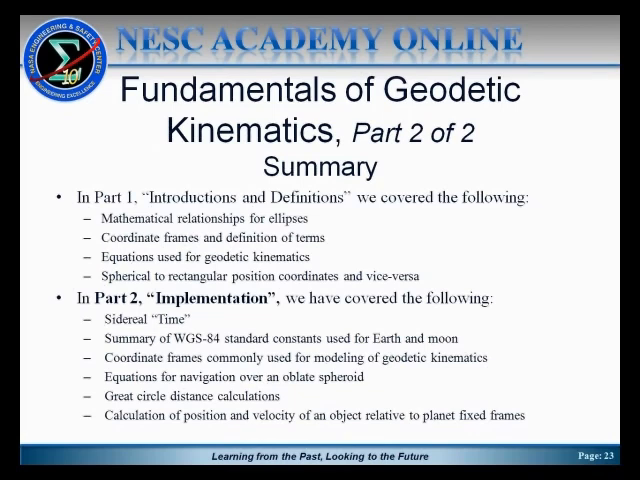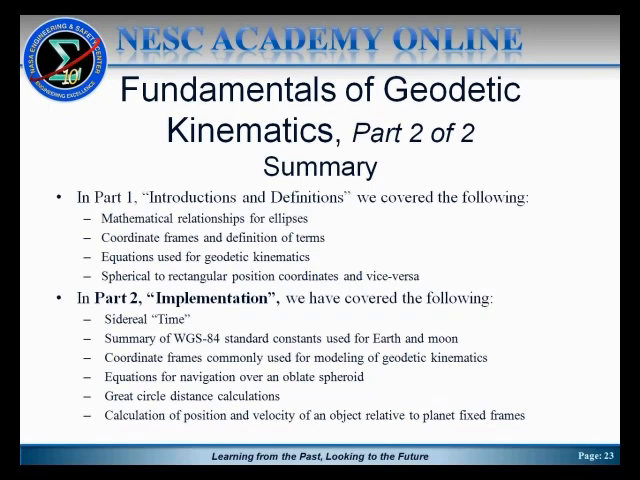Well, this concludes part 2 of this two-part discussion about geodetic kinematics. And as an overview or summary, recall in part 1, entitled Introductions and Definitions, we covered the following topics: the basic mathematical relationships for ellipses that are instrumental in computing some of the geometry that's involved. We discussed coordinate frames and definitions of terms, such as the distinctions between geodetic parameters and geocentric parameters. We presented some of the equations that were derived and used in those calculations, and finally we presented equations to convert from spherical to rectangular coordinates and vice versa, both in geodetic and geocentric sense.